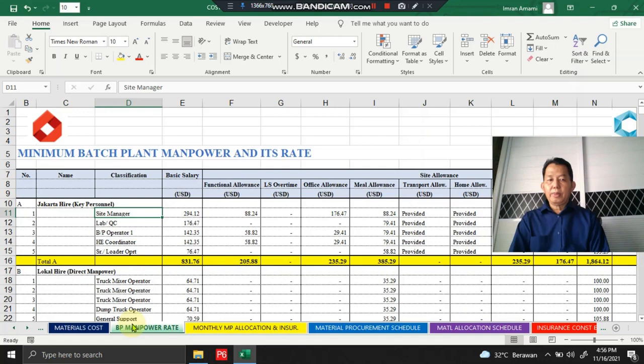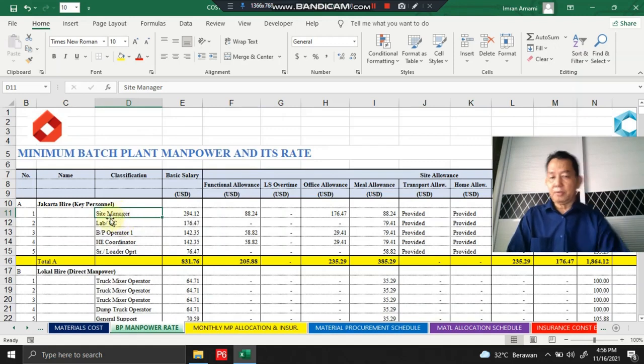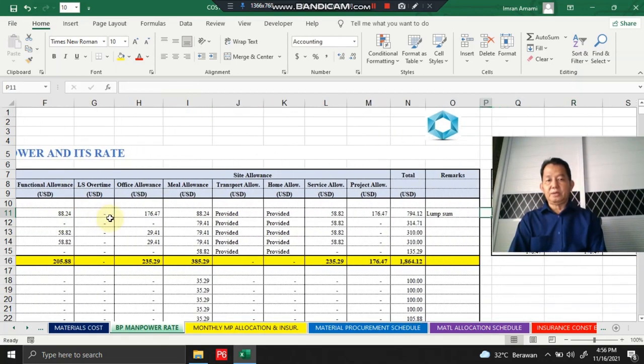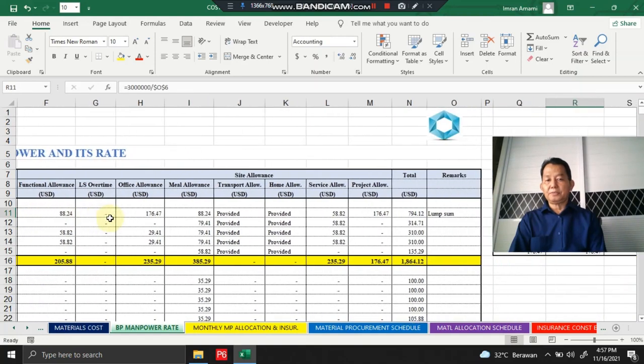So, we only assign the personnel for Jakarta hire or key personnel, and local hire for direct manpower only. And this is the breakdown of the total manpower, both direct and indirect or key personnel only, for supporting this project. And then we found the total unit rate for its manpower or its personnel.